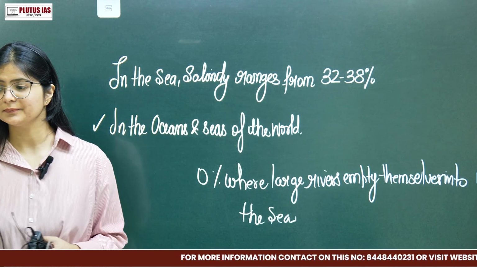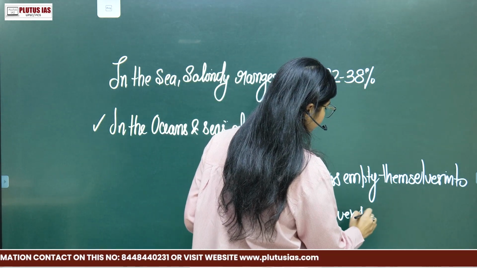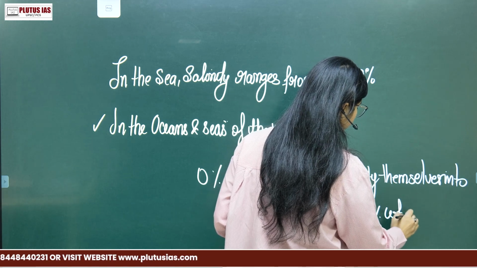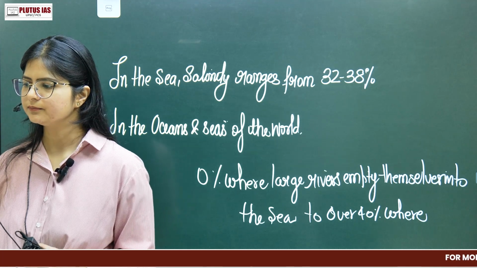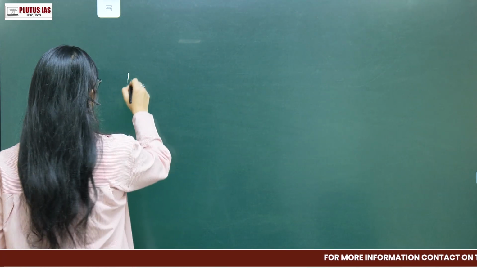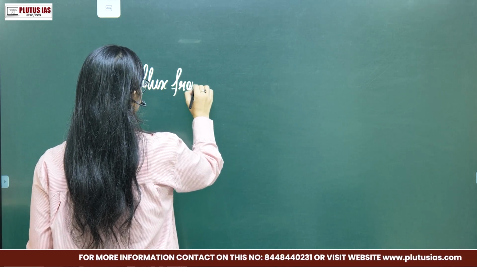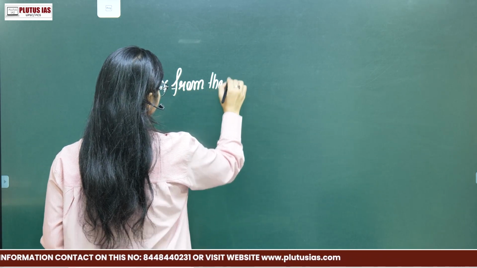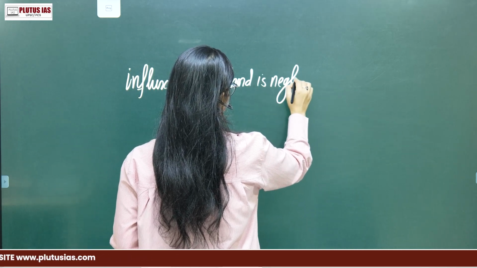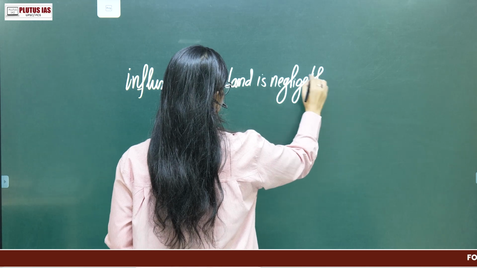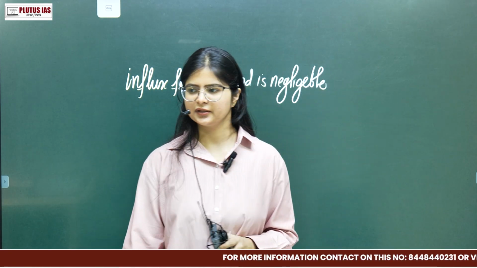Into the sea. 2 over 40%, where influx from the land is negligible and where the surface evaporation is great.